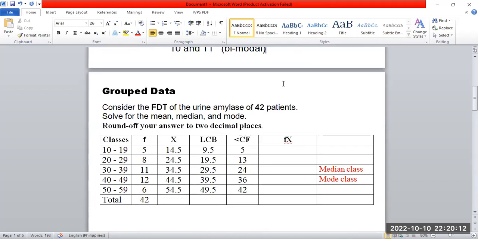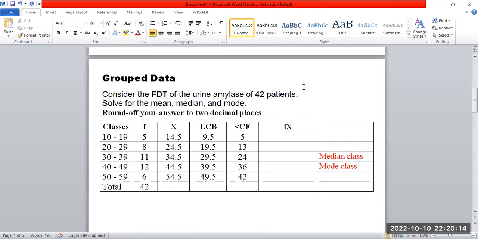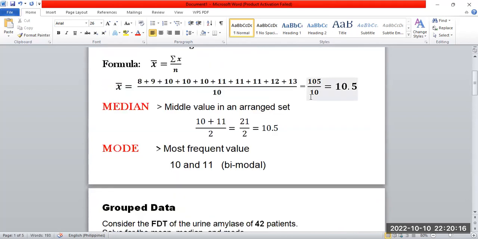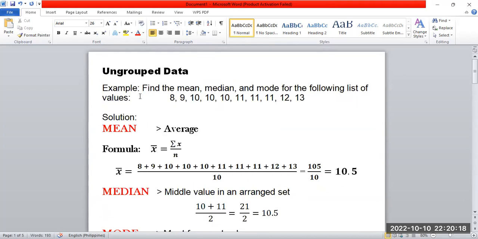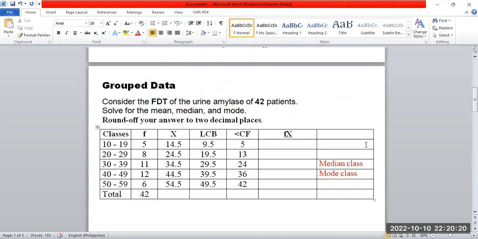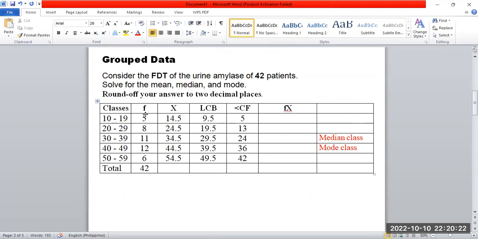Now proceed tayo with the group data. Now you see the difference, di ba? Pag ungrouped data, yan, given set of values, listed values. Pag group data, it is in the frequency distribution table, which is our previous lesson. So consider the frequency distribution table of the urine amylase of 42 patients. Solve for the mean, median, and mode.